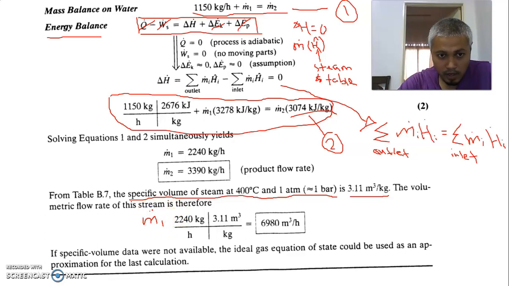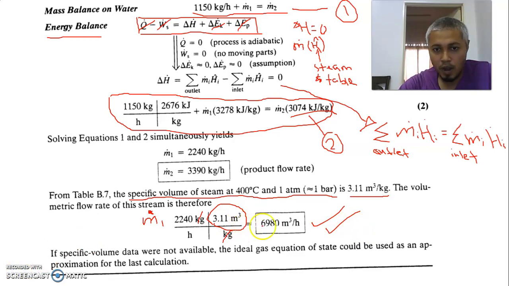Okay, then we have the specific volume at that operating temperature and pressure, which is 3.11 meter cube per kg. So we can cancel out the unit. Okay, then we get this value. So this will be the final answer, the volumetric flow rate for the second source.